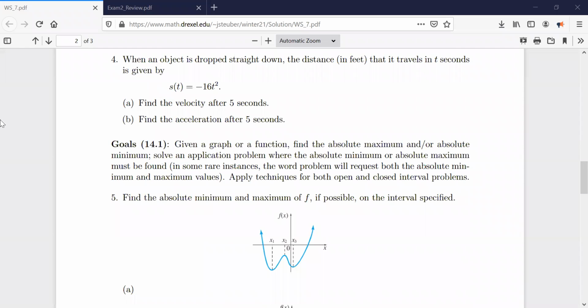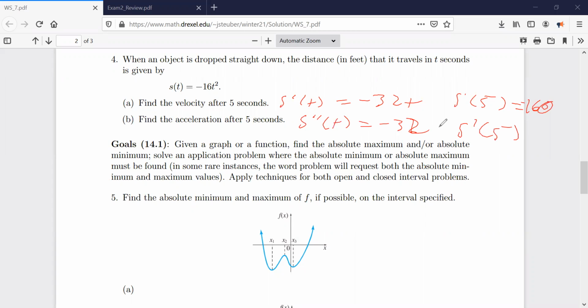So when an object is dropped straight down, the distance in feet that is traveled in t seconds is given by -16 t squared. So to find the velocity after 5 seconds, I have to do the first derivative. That's going to be equal to -32 t. And if I do s prime of 5, that's going to be equal to -160. So that is the speed at 5 seconds after dropping. And then if I do the double derivative with respect to t, it gives me -32. This isn't t dependent, so s double prime of 5 is also going to be equal to -32.